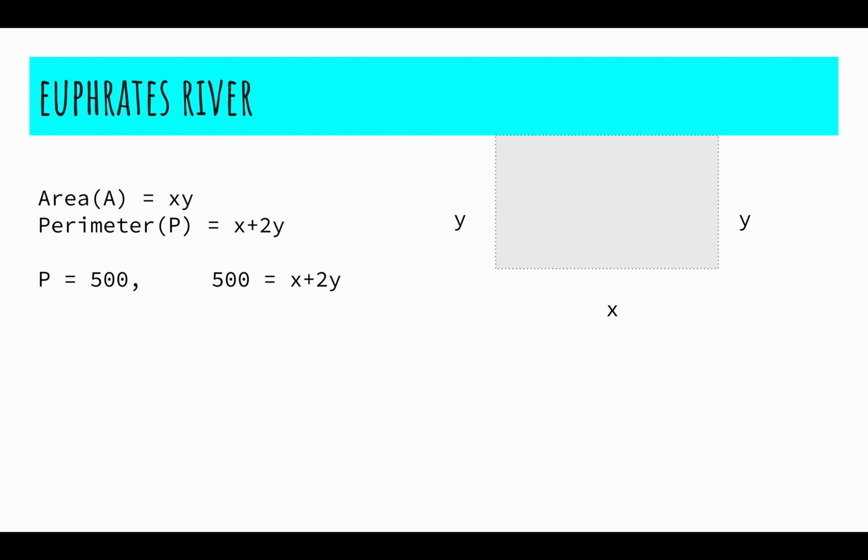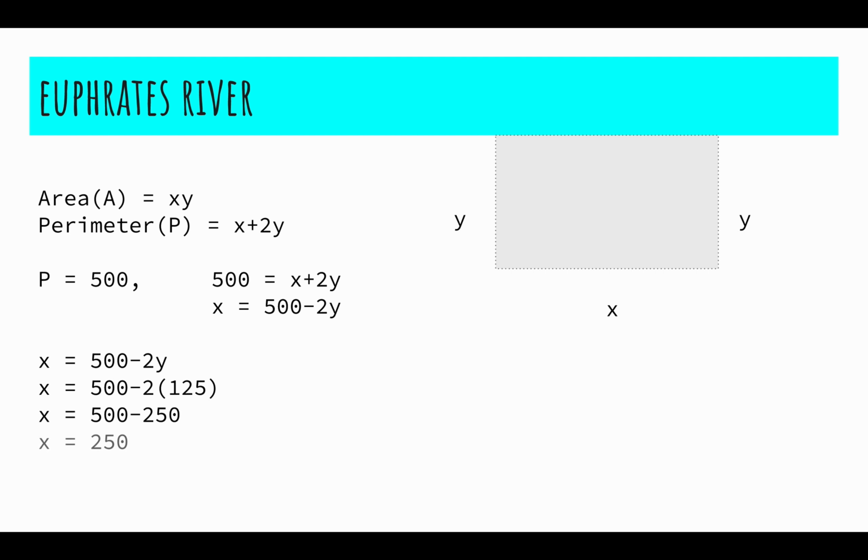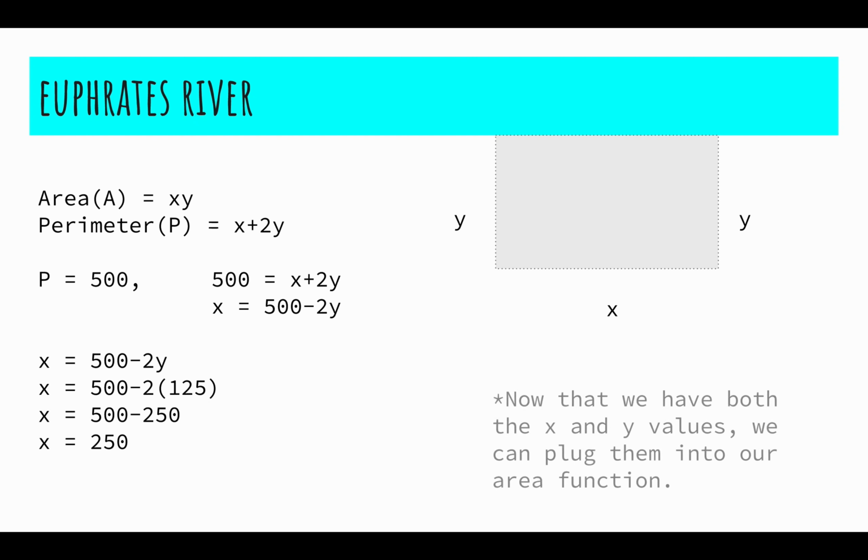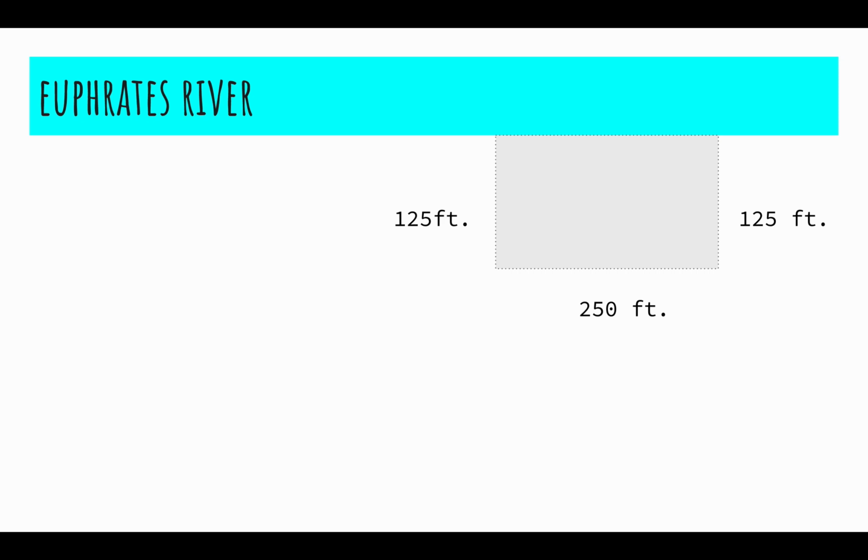So we now have our y value and we're ready to solve for the x value. We do this by plugging in the y value to the perimeter equation, which we already arranged to solve for x. Plugging in 125 for y, we find that our x value is equal to 250. With both the x and the y value solved, we simply plug them into the area function to find the maximum possible area using the 500 feet of fencing we started with. What we get is that the area is equal to 125 times 250 for a total area of 31,250 square feet.